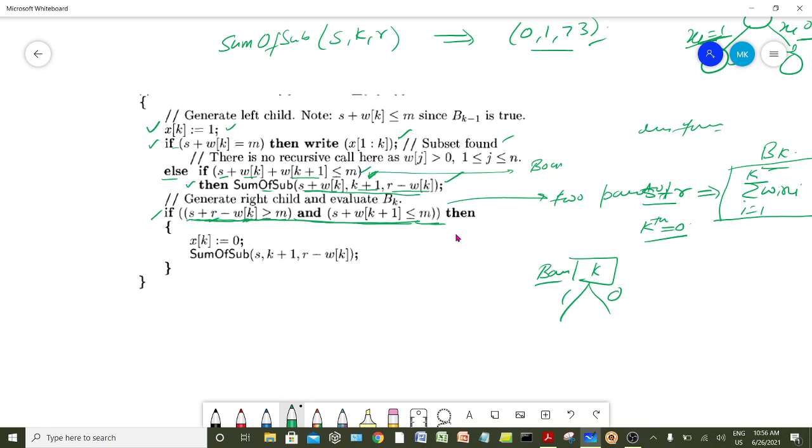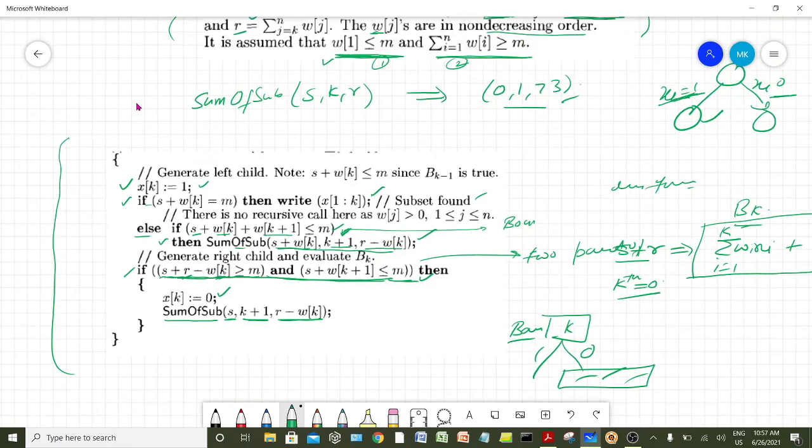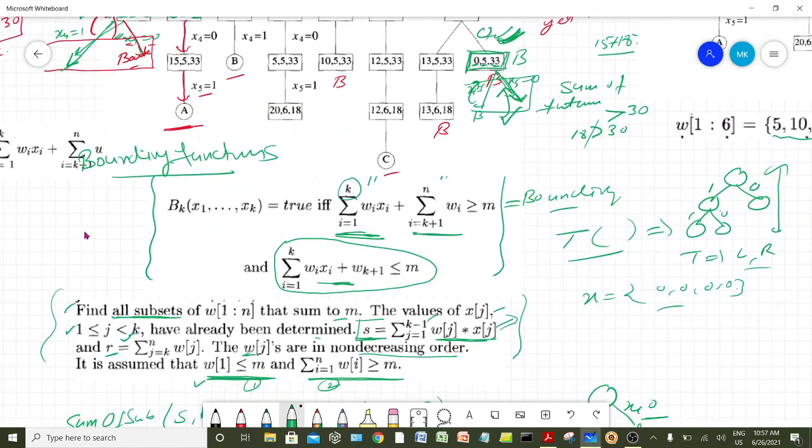Suppose this condition is true, then we put a label that xk is equal to 0, and we make a call for the next node. So this is the call for the next node. s remains the same as earlier, k plus 1 moves us to the next node, and we negated its weight from the remainder. So this is our final algorithm for the sum of subsets problem. Now try to trace it on the example that we discussed above. You will be able to understand it better.